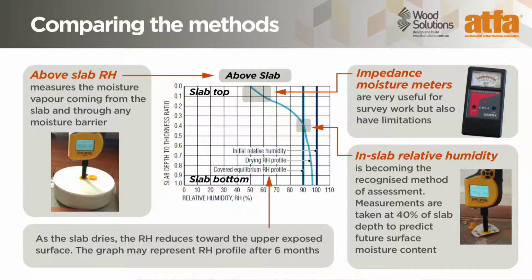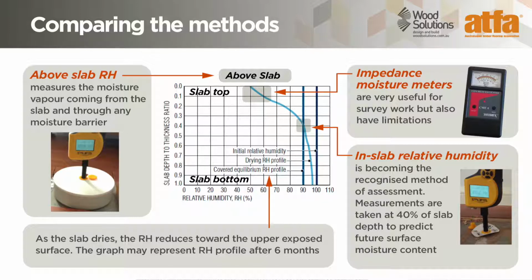Above-slab RH measures the moisture vapour coming from the slab and through any moisture barrier. This indicates whether there is enough moisture coming out of the slab to affect a floor. Impedance moisture meters assess the moisture content in the top 20 millimetres or so of the slab. They are very useful for survey work, but have limitations. These two methods do not allow for the fact that once a slab is covered by a floor, moisture from deeper in the slab will rise to the slab surface.